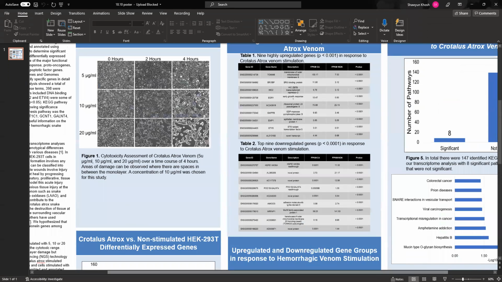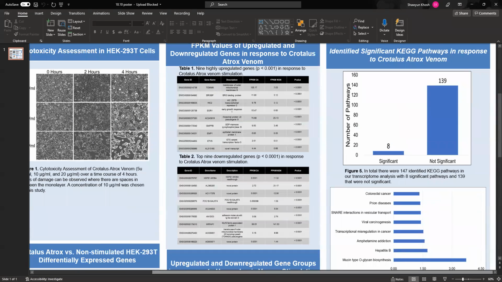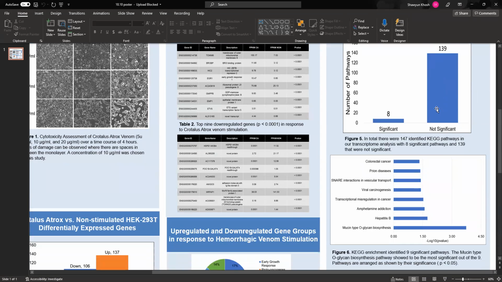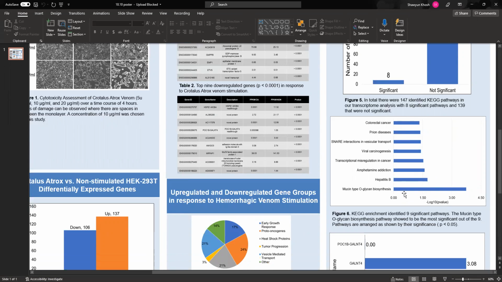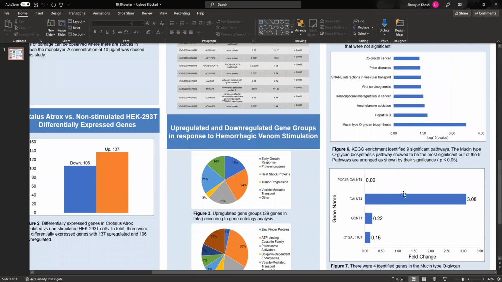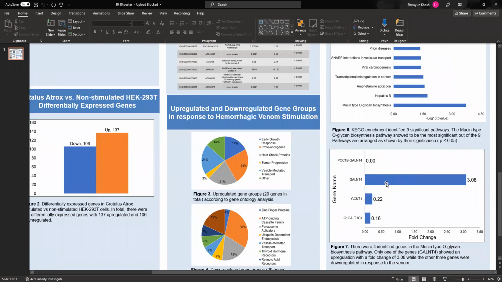HEK pathway analysis identified 147 total pathways with 8 significant ones and 139 not significant pathways. And out of these pathways, we can see here the 8 that are outlined that were significant. The mucin type O glycan biosynthesis pathway was the most significant out of the 8. There are 4 genes identified in this pathway that we can see here.